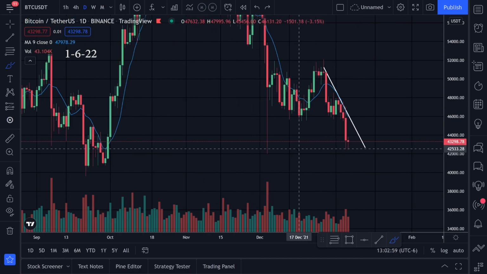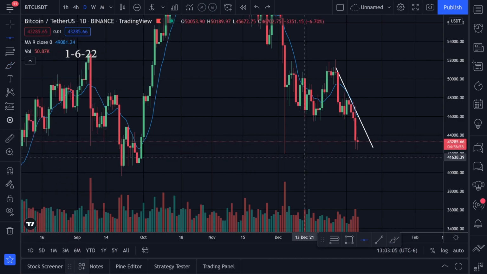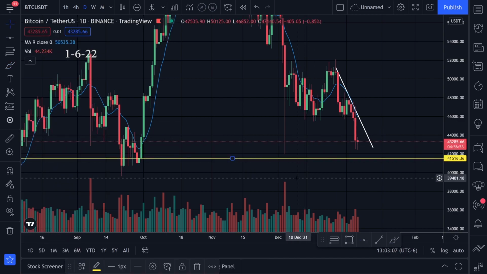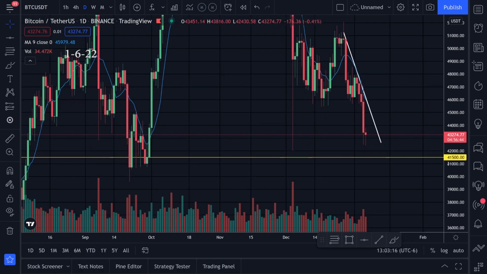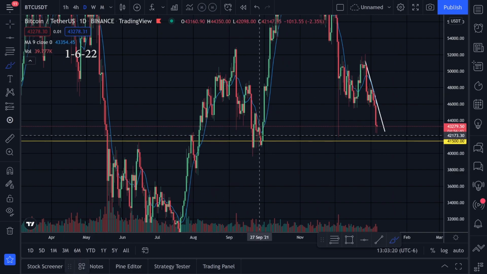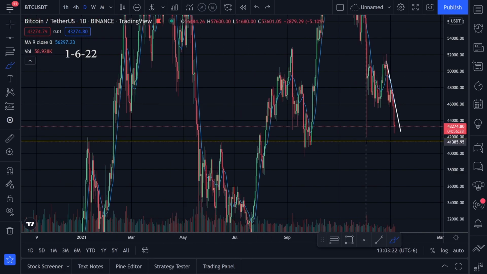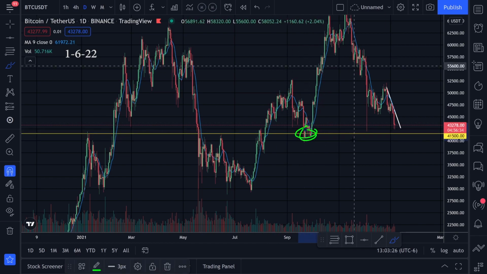I'm looking at that level around 41.5k, so let's go ahead and do a horizontal line at 41.5k, somewhere right here. And you could actually double click on the horizontal lines, go to coordinates, and change the coordinates. So let's go ahead and do that at 41.5. All right, so this is where my limit order is set, and it kind of lines up with this previous support right here. And I've been talking about this. I hope we can hold above this previous low right there.